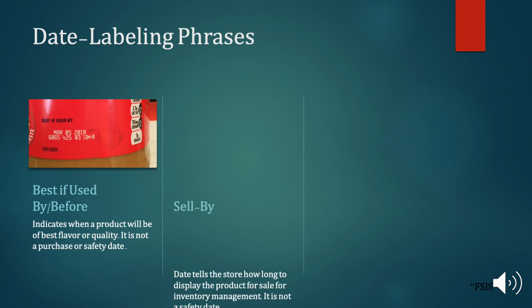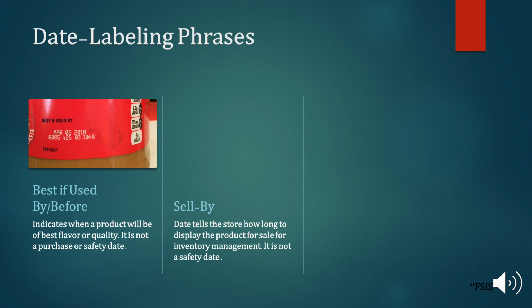The second is sell by, which tells the store how long to display the product for sale for inventory management. It is not a safety date. It only informs the retailer. It allows store owners to maintain stock control and leaves a quote unquote reasonable amount of time for a customer to consume a product after it's purchased, according to the Natural Resources Defense Council, which is a nonprofit conservation group.